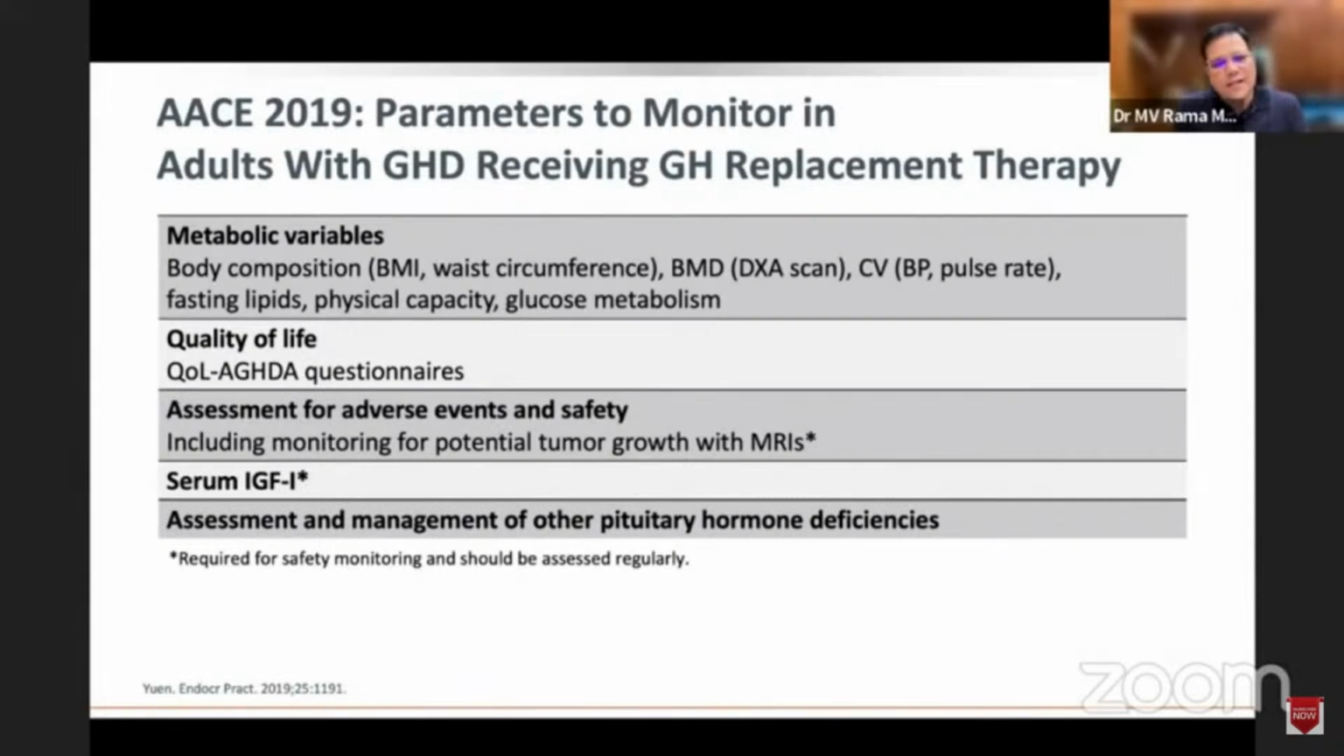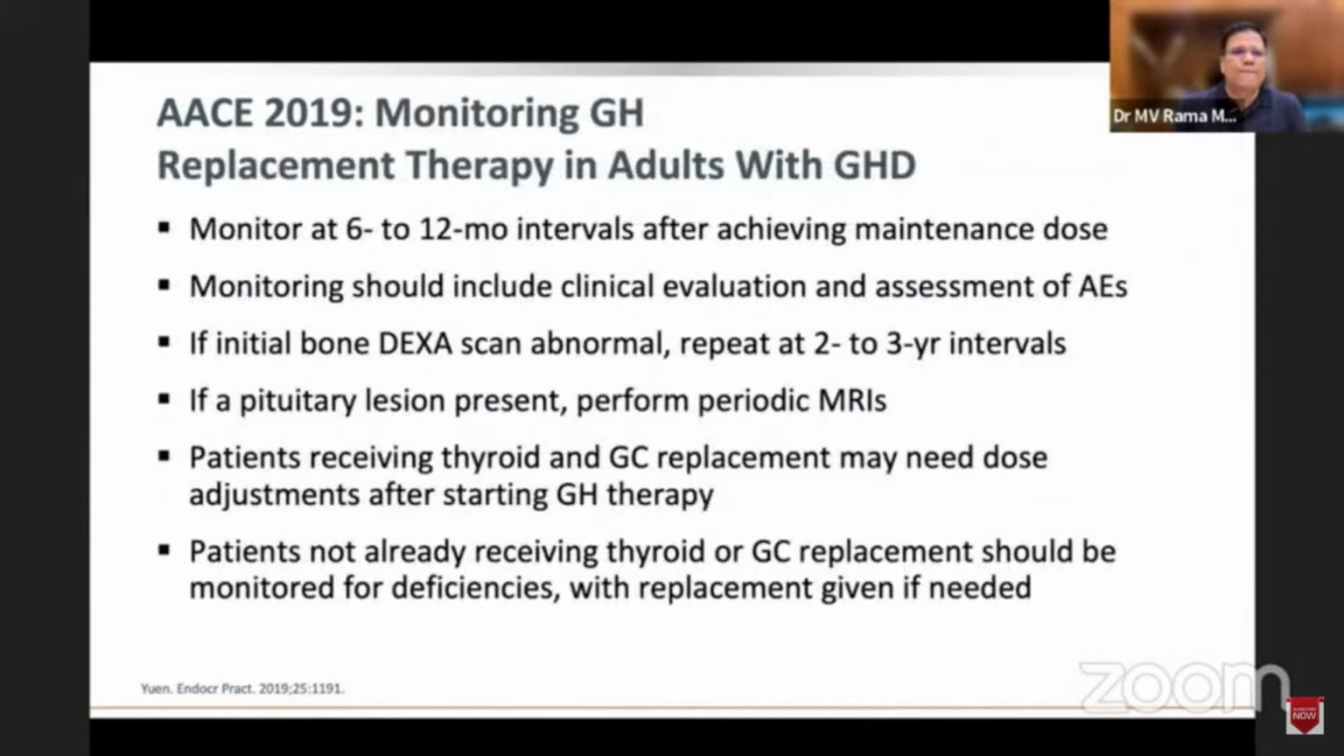So assess and manage other pituitary hormone deficiencies in multiple pituitary hormone deficiency syndromes. And monitor at 6 to 12 month intervals after achieving maintenance doses. Monitoring should include clinical evaluation and looking for adverse events. And if the initial DEXA is abnormal, repeat after a 2 to 3 year interval. And if a pituitary lesion is present, perform pituitary MRIs to look at the structure of it. And patients receiving thyroid and glucocorticoid replacement may need adjustments of the doses after starting growth hormone therapy.